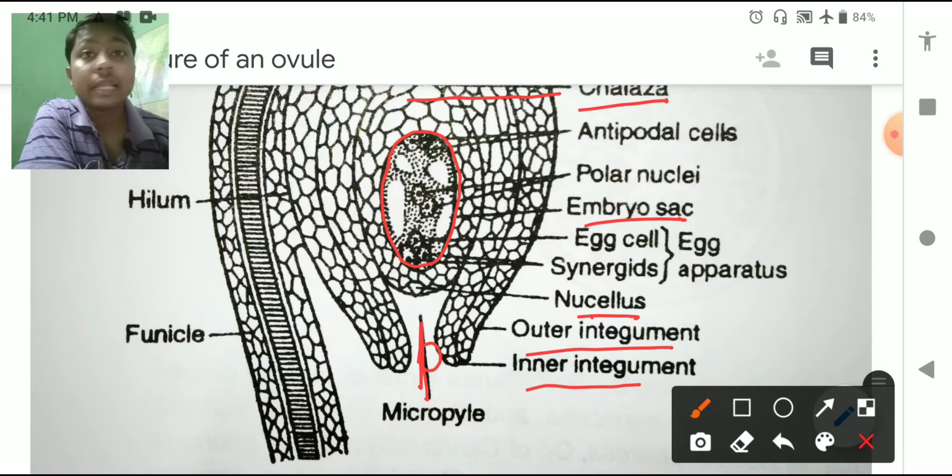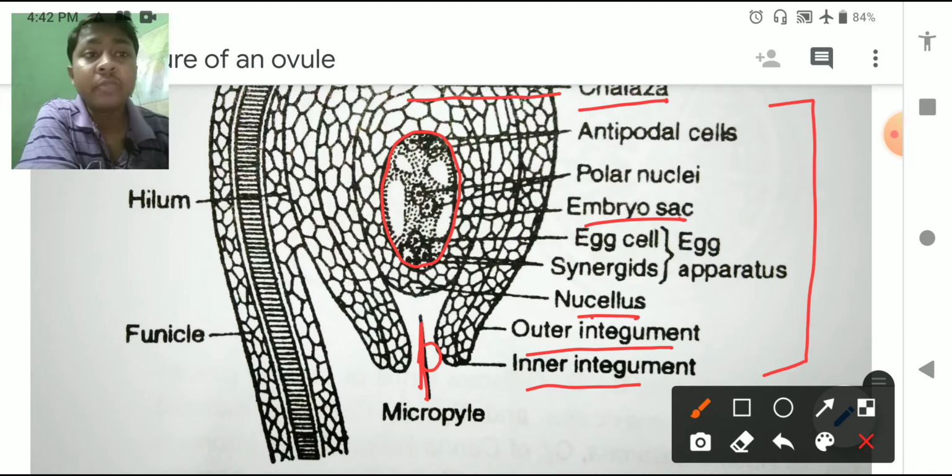Okay, this sac-like structure is called the embryo sac, and it contains 8 nuclei, but we discuss all about the embryo sac at the end of the video. In this portion we discuss only the essential regions of an ovule. So these are all the essential regions.